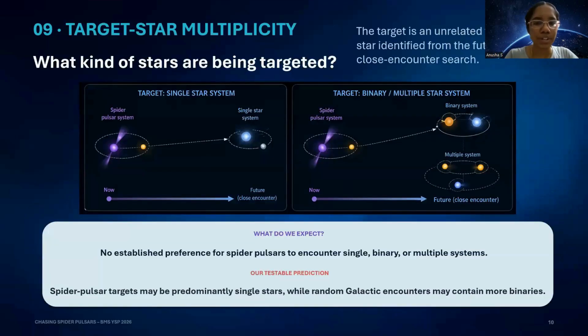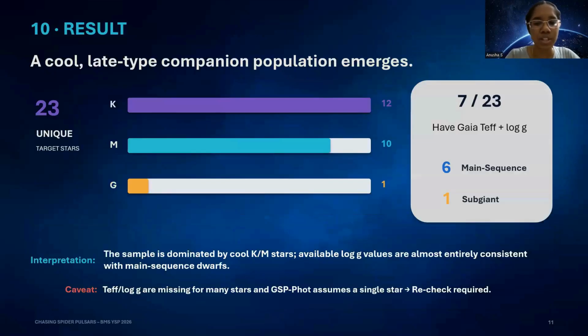There is no established preference yet, but we predict that spider pulsar targets may be more often single than random galactic encounters. This is a prediction, not yet an established result, which is why we need the control experiment. Of the stars with available temperature and surface gravity measurements, most are consistent with main sequence dwarfs.